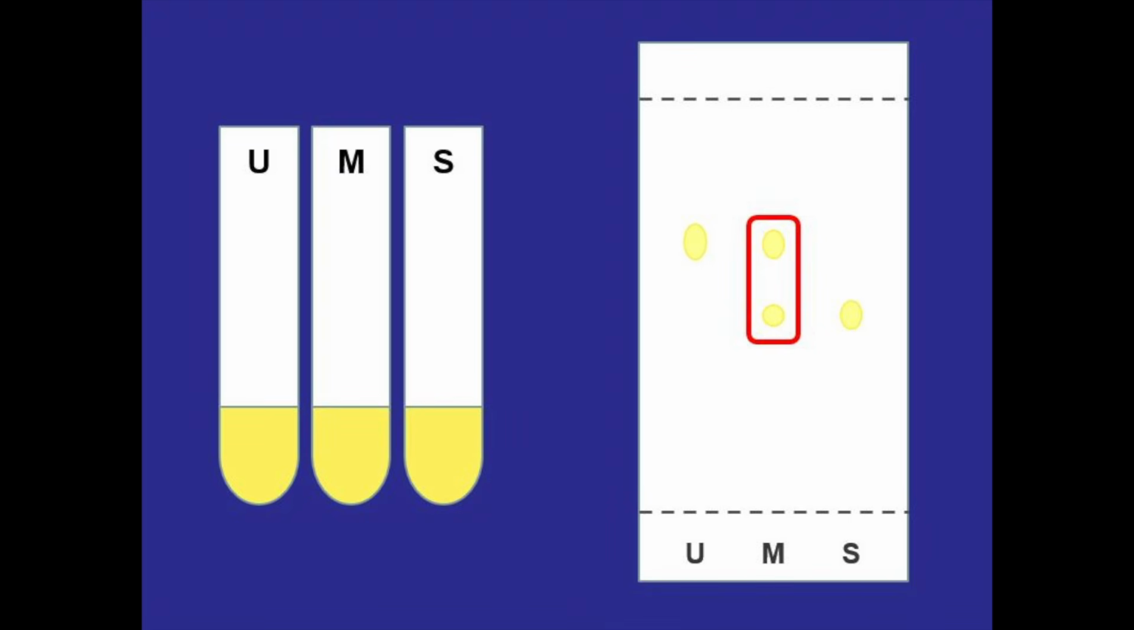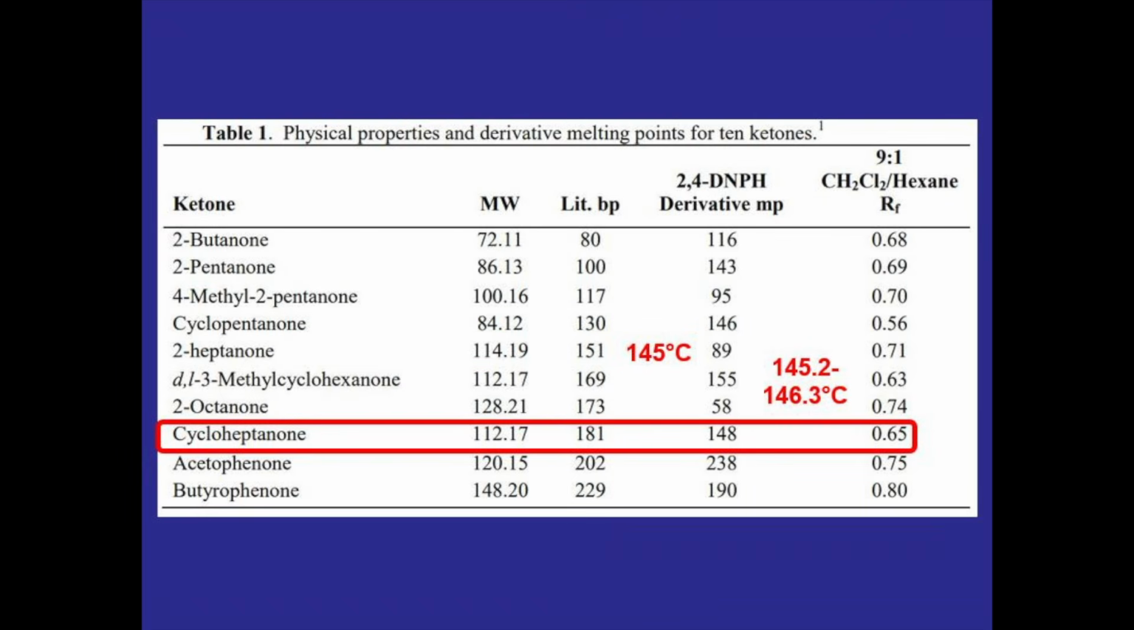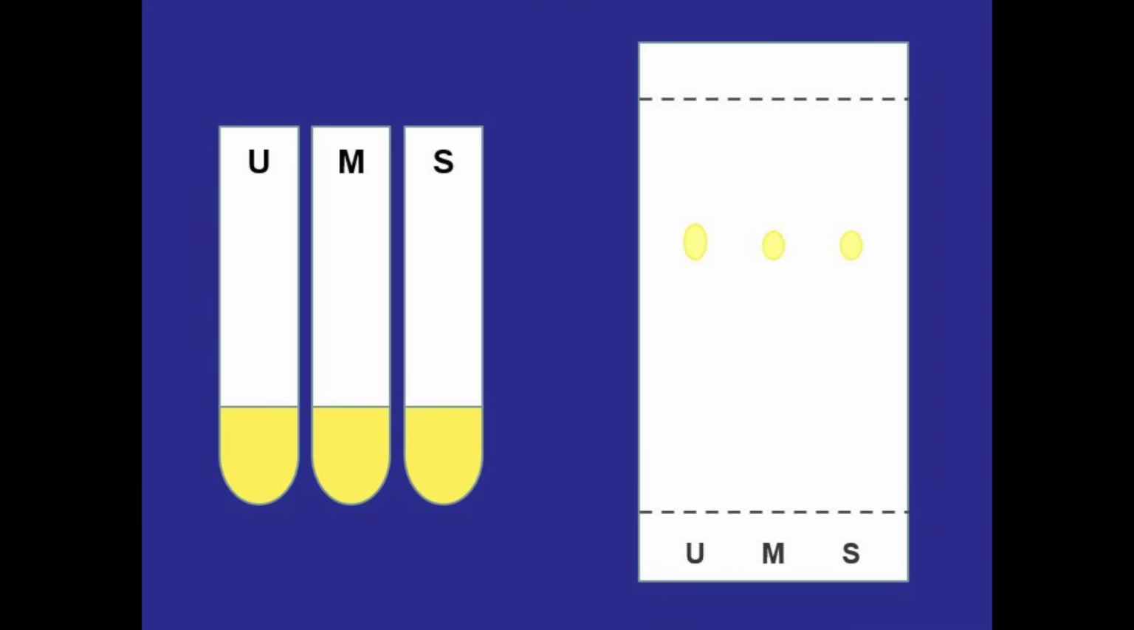If we calculate the retention factor, it looks to be around 0.65 to 0.7 maybe, which seems to be more on point for cycloheptanone. If we were to do this again using cycloheptanone as the standard rather than cyclopentanone, then the TLC plate would end up looking like this, where all of the 3 spots match up, confirming that we actually had cycloheptanone rather than cyclopentanone.